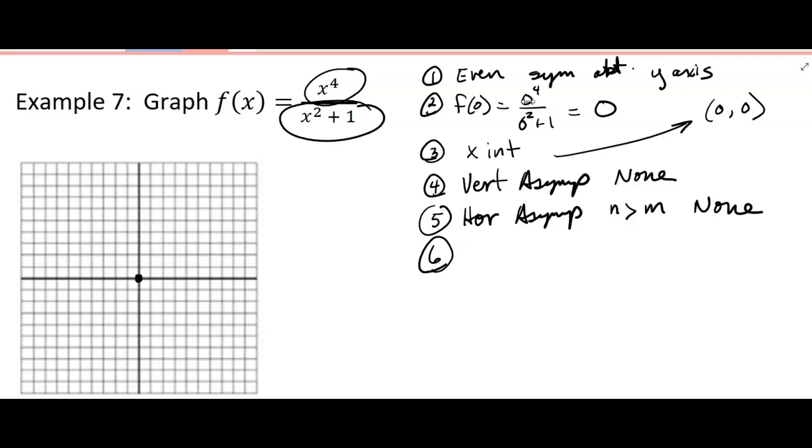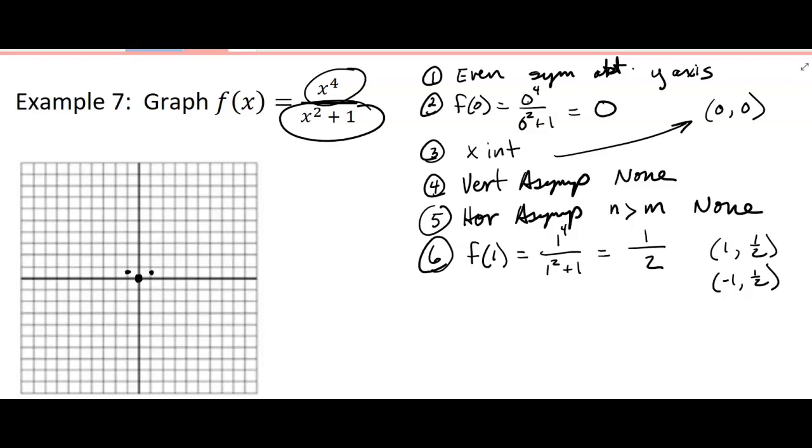Okay, so now all we can really do is just find some points. So let's try for f of 1. Let's plug in 1. So 1 to the 4th over 1 squared plus 1, which is going to be 1 over 2. Okay, so that's the point (1, 1/2). Because of the symmetry, there's also a point on the other side, (-1, 1/2). So a point right there and a point right there.